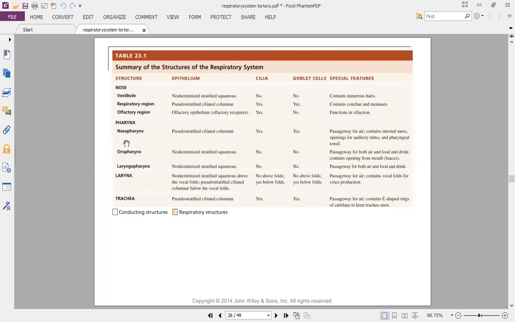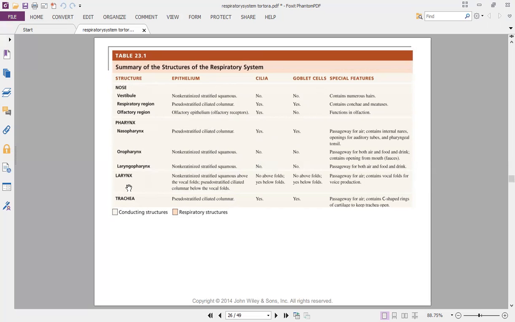When you come to the pharynx, the nasopharynx, oropharynx and laryngopharynx are of pseudostratified ciliated columnar, non-keratinized stratified squamous, and non-keratinized stratified squamous. So the last two are of the same kind of cell, though they are a bit different. The nasopharynx region has cilia and goblet cells, but the oropharynx and the laryngopharynx have neither cilia, goblet cells, nor mucus production ability.